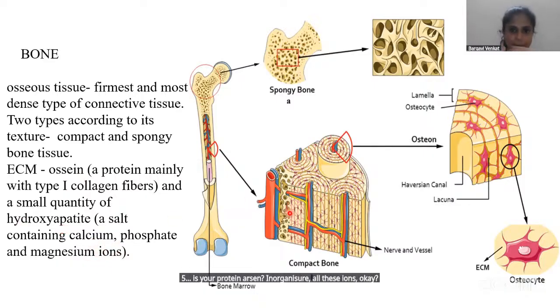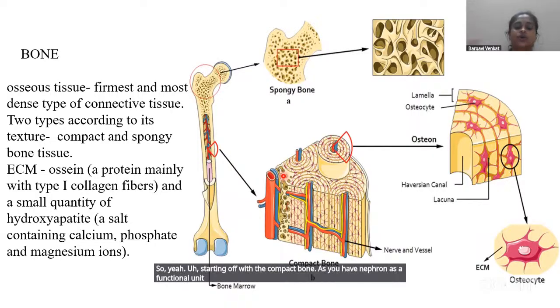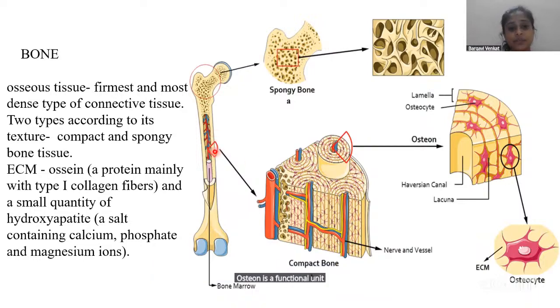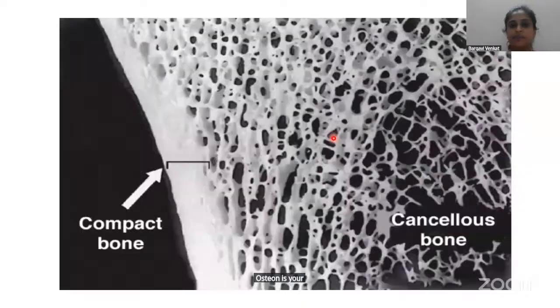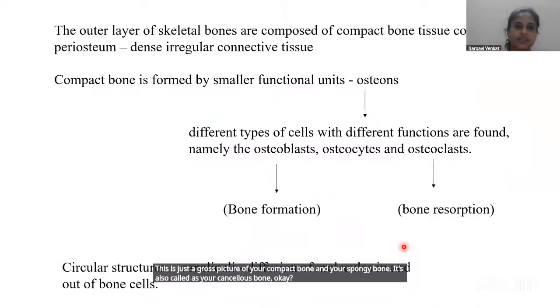Okay, so starting off with the compact bone: as you have the nephron as a functional unit for the kidney, and the neuron as a functional unit for the brain, the osteon is the functional unit for your compact bone. Not for your spongy bone. Just remove the spongy bone for now. As of now, let's concentrate on the compact bone. Osteon is your functional unit. Many osteons together make up the compact bone. This is just a gross picture of your compact bone and your spongy bone. Spongy bone is also called cancellous bone.